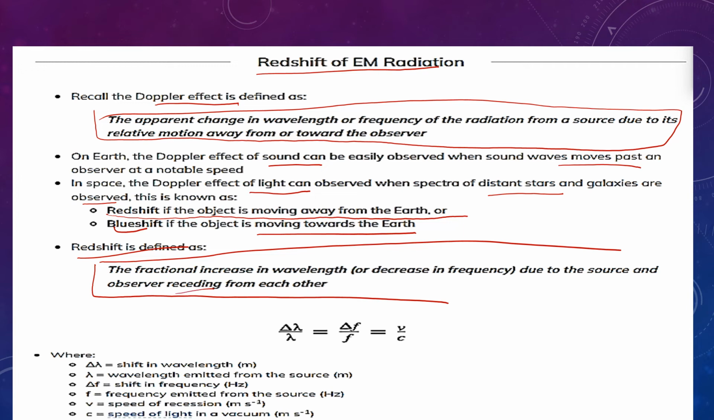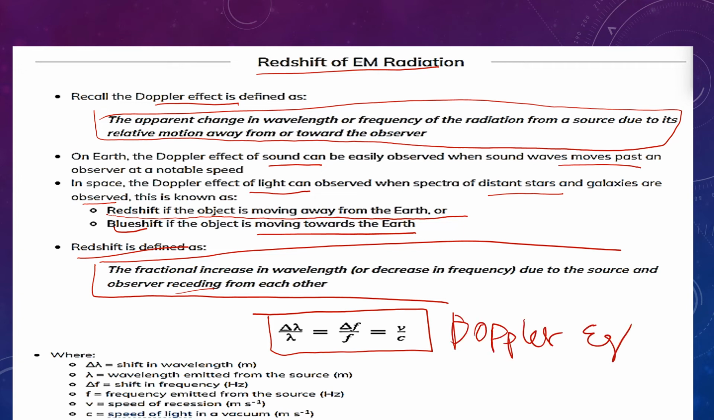Receding means moving away. So this is the Doppler equation that we will use here. Delta lambda, the change in wavelength, divided by lambda, the wavelength emitted from the source, equals delta f over f. Delta f is the change in frequency, and f is the frequency emitted by the source, equals v over c. v is the speed of recession, the speed at which the object is moving away from you, and c is the speed of light in a vacuum. This is a very, very important equation.